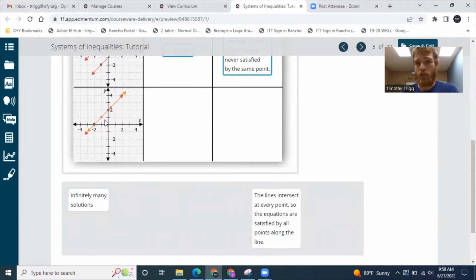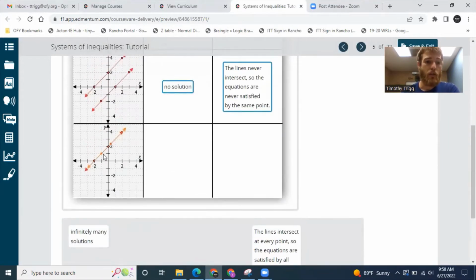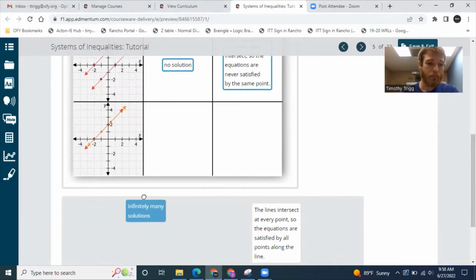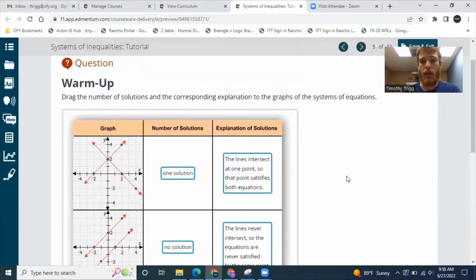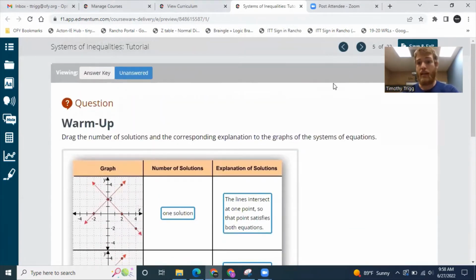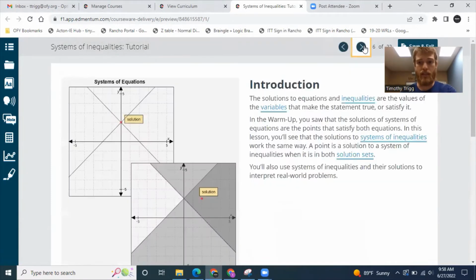It's kind of hard to see for this last one, but hopefully you can see that these two lines are actually on top of each other. They're essentially the same equation, or they produce the same line. So that's why they have infinite solutions, and they cross at every point. Any point that satisfies one equation also satisfies the other.